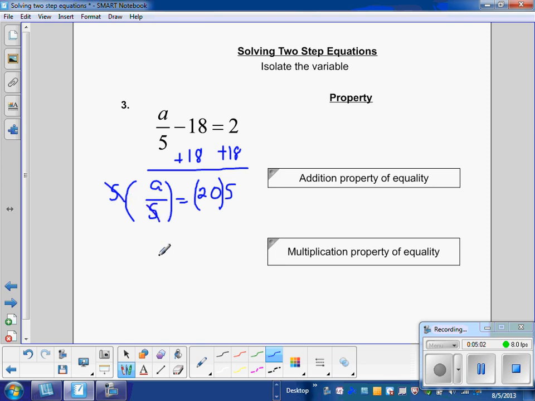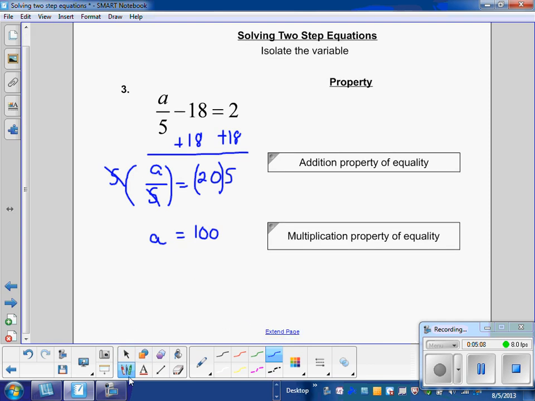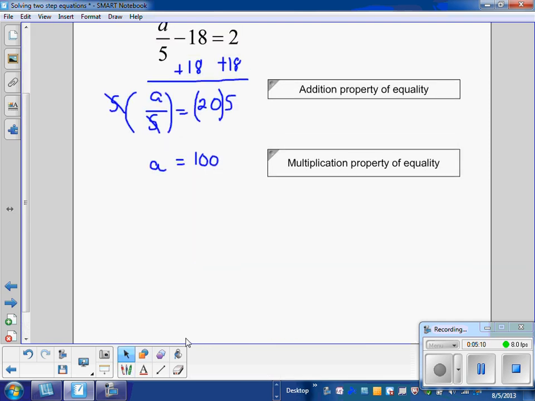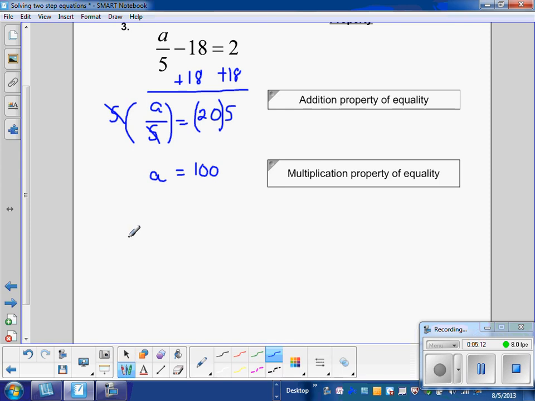5 divided by 5 is 1, so that leaves me a is equal to 100. So go ahead and check that. 100 divided by 5 minus 18 equals 2. 100 divided by 5 is 20, and 20 minus 18 is 2. So it checks.